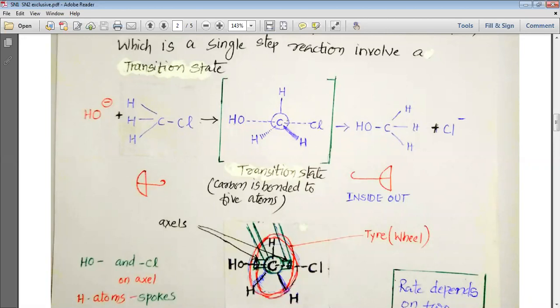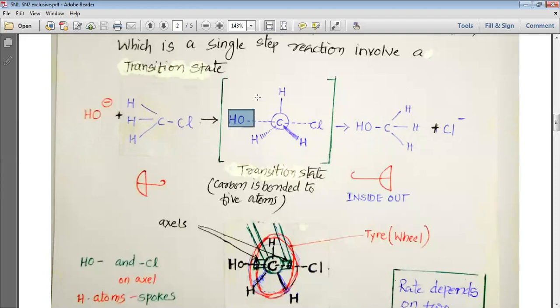This state is considered to be the transition state. We cannot isolate this state. We cannot separate this as a compound. You can even see that the carbon here is bonded with 1, 2, 3, 4, and 5 various atoms or groups of atoms. That is why we cannot isolate it. It is not stable. It is just to understand how the mechanism takes place.